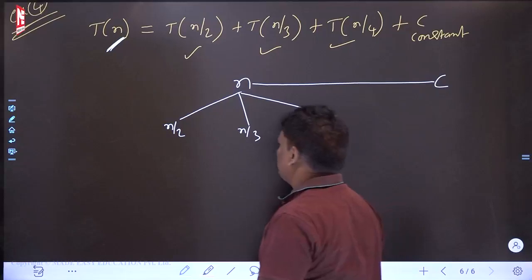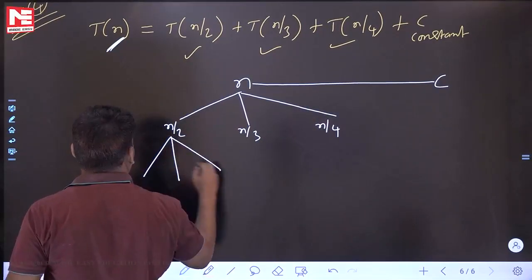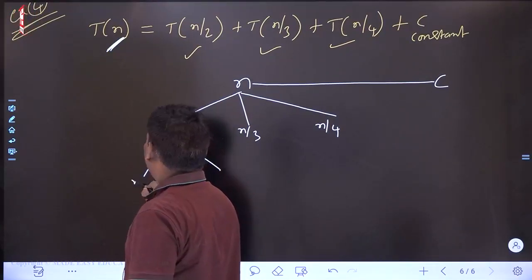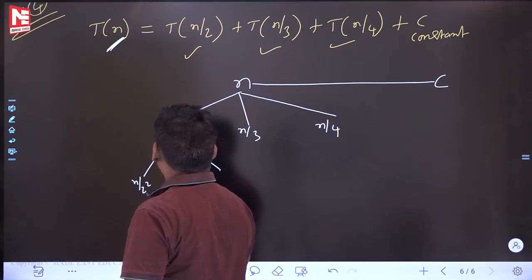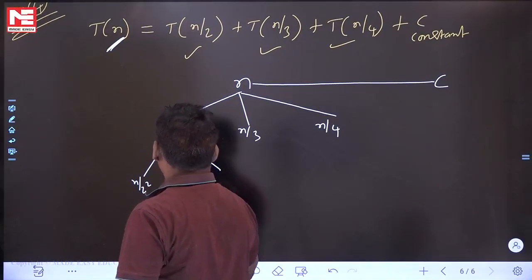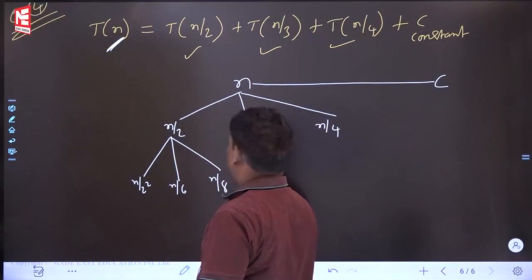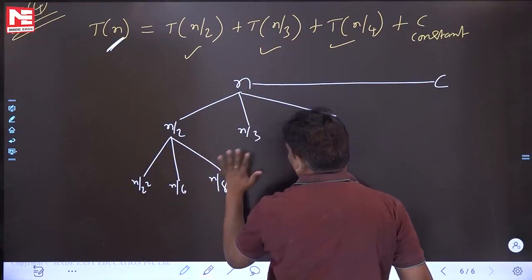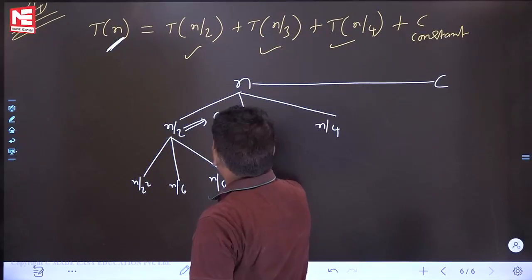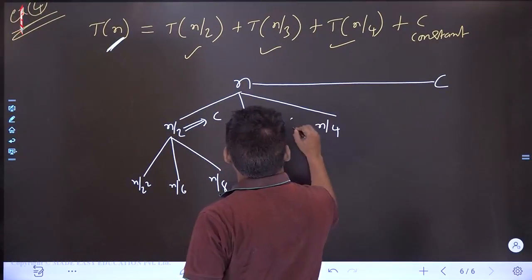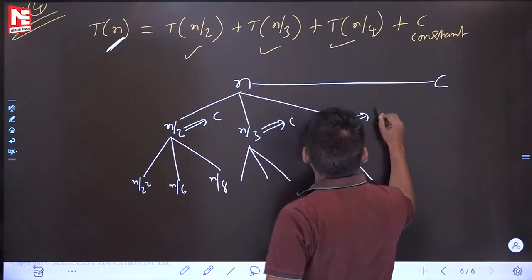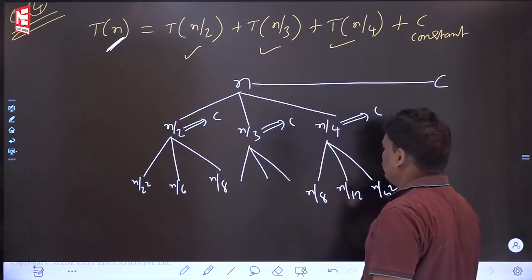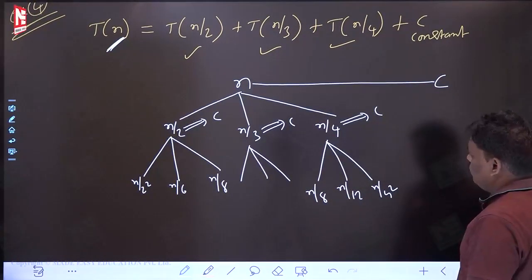The non-recursive term is c. Next, this also splits into 3 parts. What is the answer? First 1 by 2, next 1 by 3, next 1 by 4. So n by 2 square, n by 2 times 3, which is n by 6, and n by 8. Whatever is there, 1 by 2 into 1 by 3 into 1 by 4, each will take c time. Here also c, here also c. If you want, I will write here n by 8, n by 12, n by 4 square.